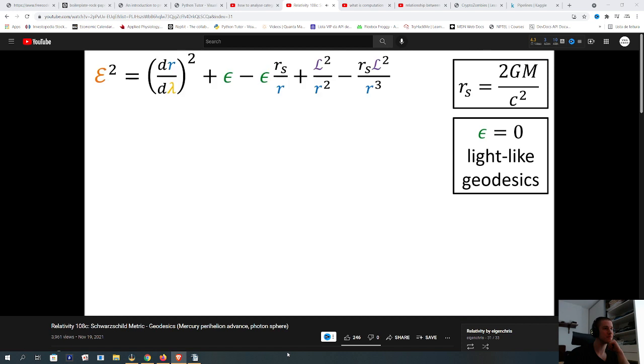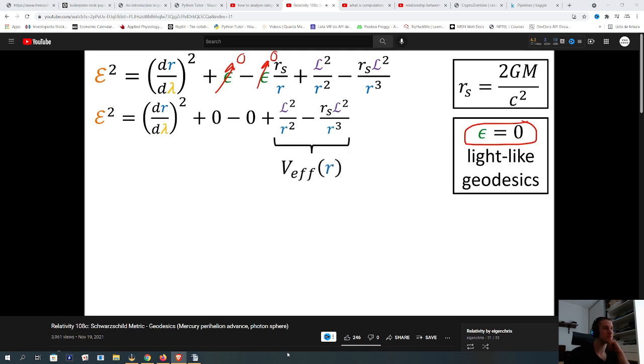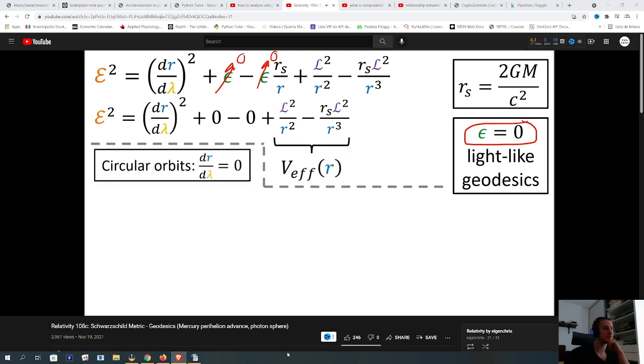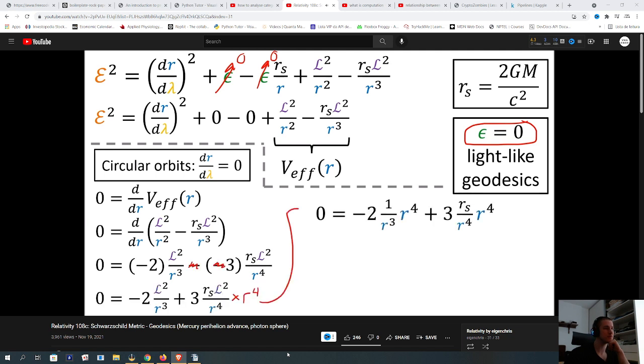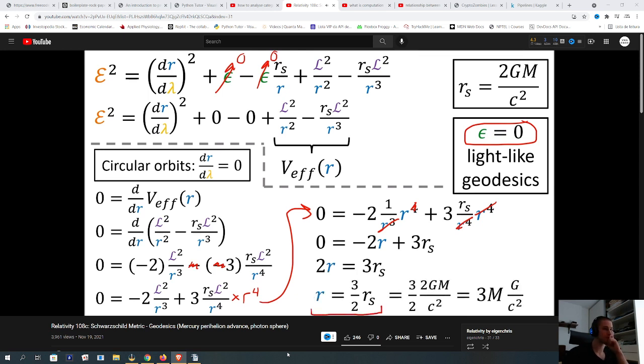Now, if we want to look at the orbits for light, we can just take our original equation and set epsilon equal to 0, which reduces the effective potential to just 2 terms. We can again find circular orbits by forcing the r-coordinate to be constant, meaning the effective potential is constant, meaning its derivative is 0. We take this derivative using power rule, cancel negative signs, multiply the equation by r to the 4, and cancel. And we can solve for a circular orbit at 3/2 times the Schwarzschild radius, which is also 3 times the central mass M times a physical constant.